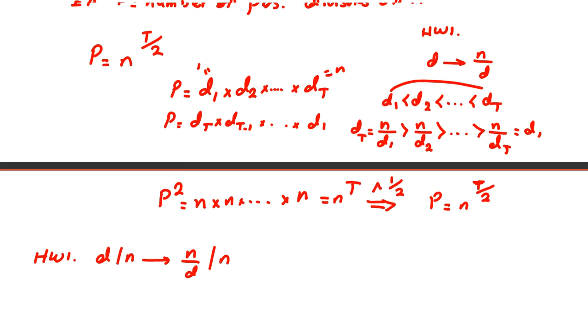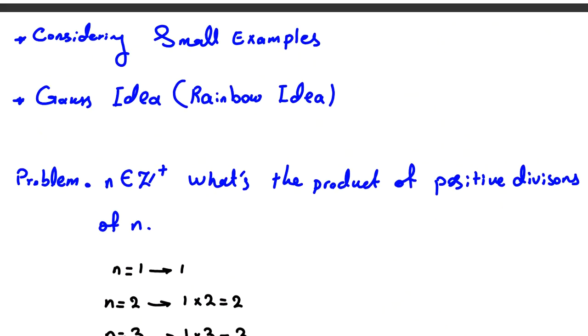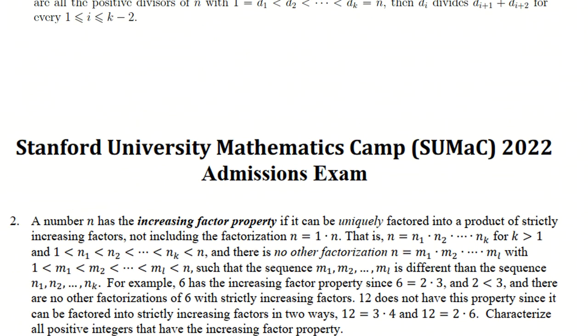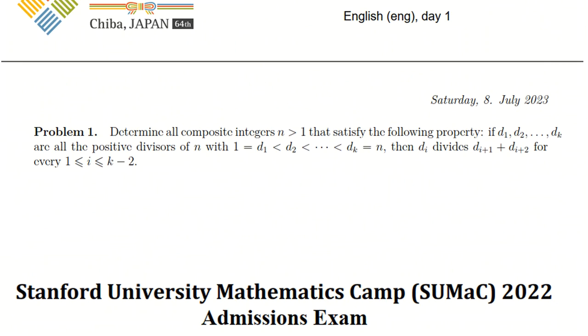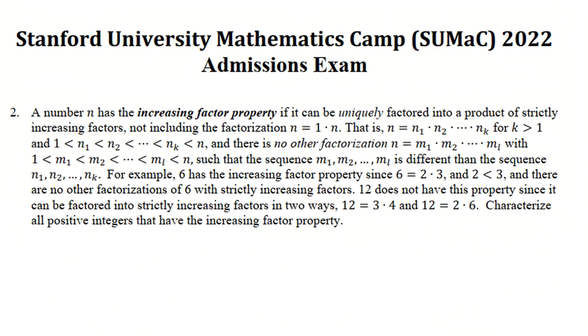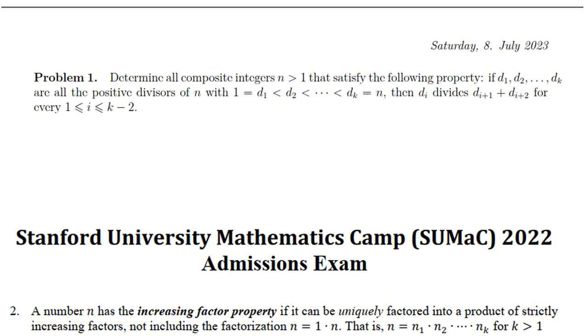It is obvious, and as I said, if you have a question, you can send a message to my WhatsApp number in the description and comments. That closes the idea we've covered. Considering a small example, it's obvious we should check small cases like this in the problem. We will work on that. Now, let's try to solve this problem of IMO, then SUMaC, and then this IMO problem with the Gauss idea. In each part, you can pause the video and try on your own to improve your problem solving.